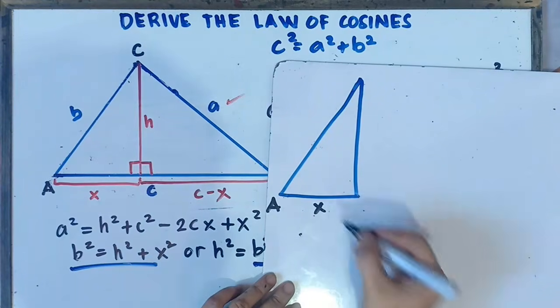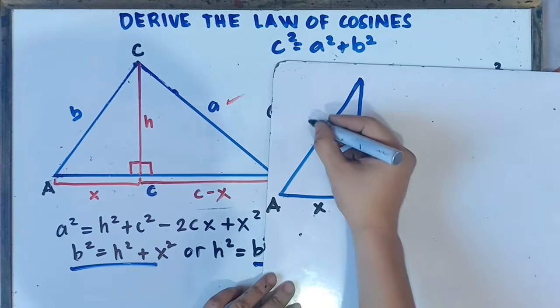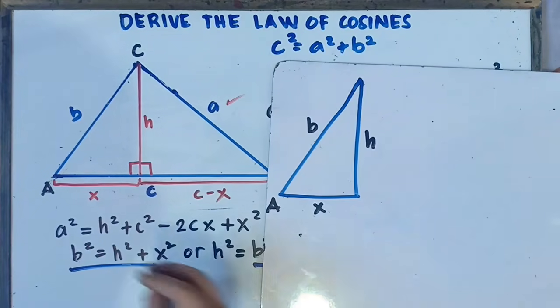And then this is X, right? A while ago, this is X. This is H. This will be B. Alright, once again, class, I hope you're not confused.